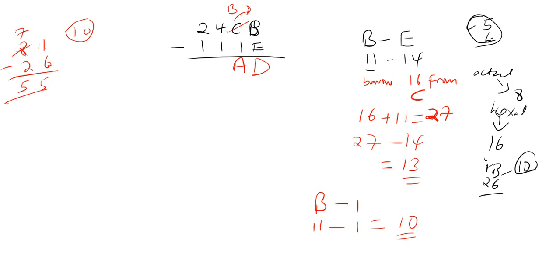Then the rest of the numbers are very simple. Since they are between 0 and 15, we subtract them directly. 4 minus 1 is 3, and 2 minus 1 is 1. So in this case, our answer is 13AD base 16. So that is how those hexadecimal operations are carried out.